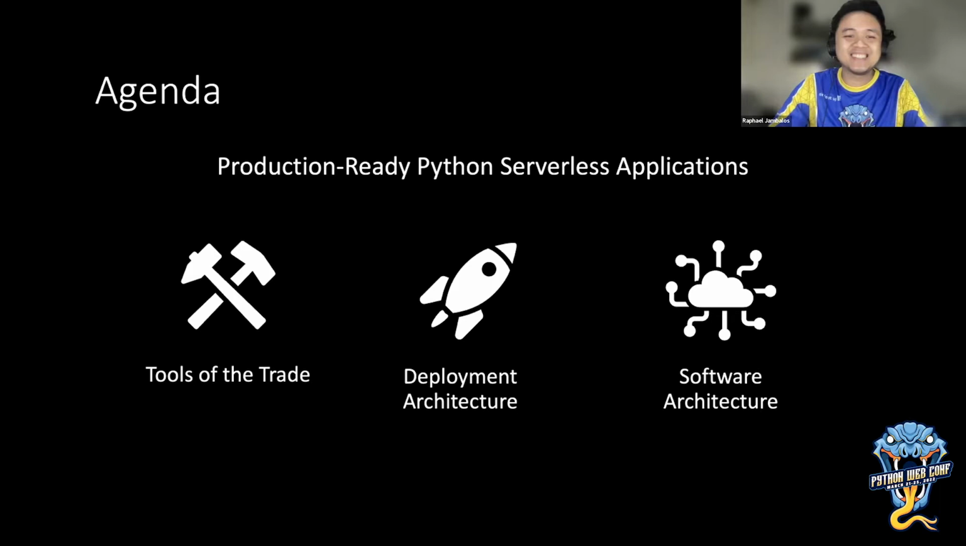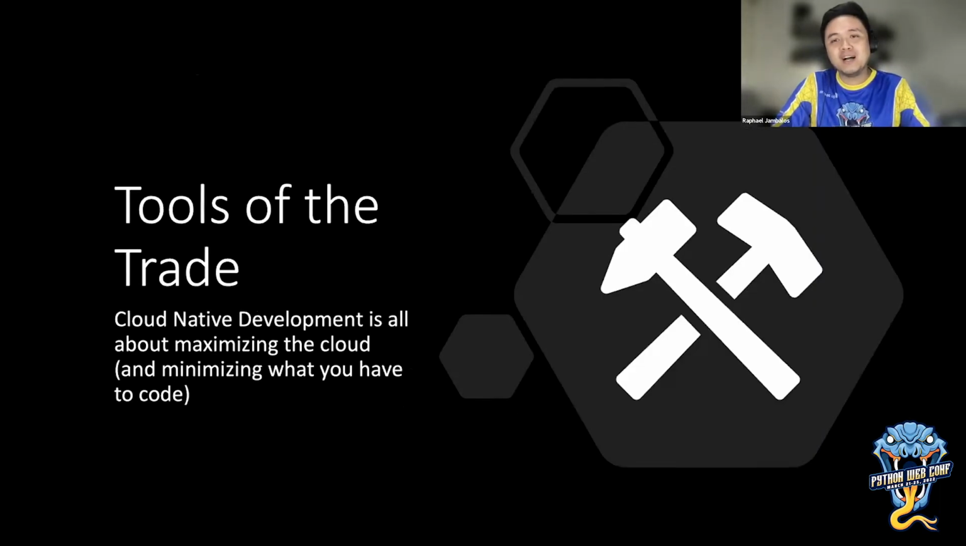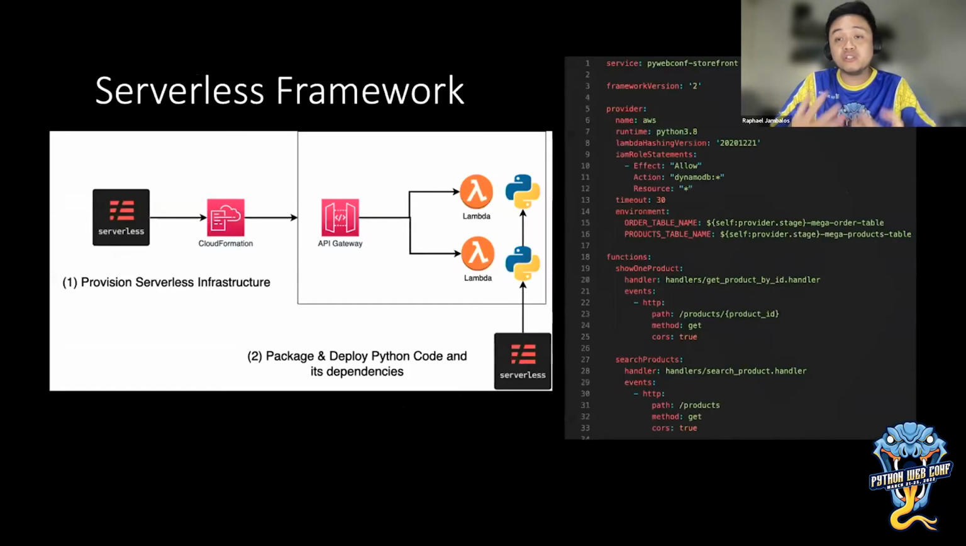All right, let's get started. So first is the tools of the trade. When you're deploying a serverless application, you're usually mostly in the cloud already, right? So you want to be able to maximize using the cloud services that are available to you and minimize what you're going to code. So how are we going to do that? First tool that we're going to use is Serverless Framework. It's a powerful deployment framework for serverless applications. It's also applicable for AWS, Azure, and GCP. But for this session, we'll only focus on AWS.